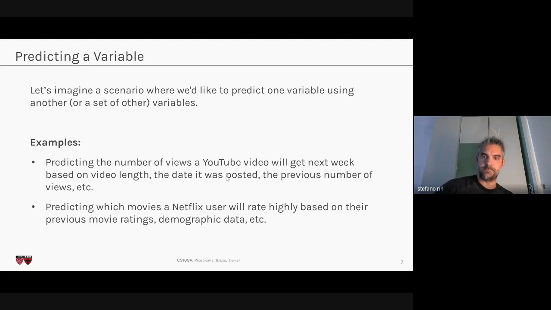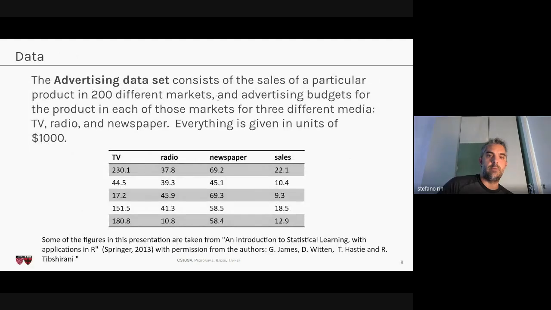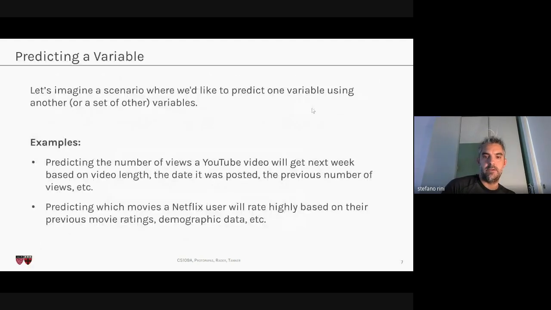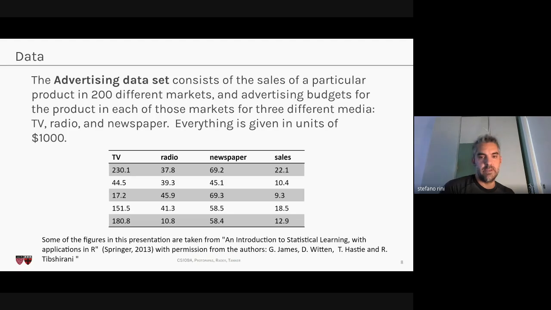features, okay? So let's say that we are trying to predict the number of views of a YouTube video based on the length, the date when it was posted, and the previous number of views, and so on and so forth. And you can imagine the same thing for Netflix, right? So you're trying to come up with a prediction for the performance of a certain Netflix documentary or whatever, and you want to do it based on the previous ranking provided by other people. So this topic is generally very, very difficult to address because you have a number of variables.